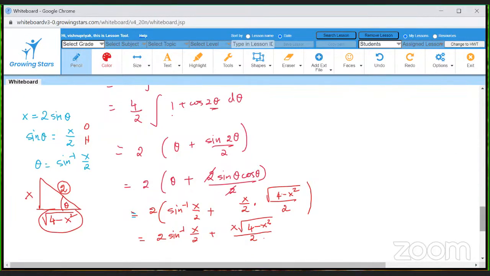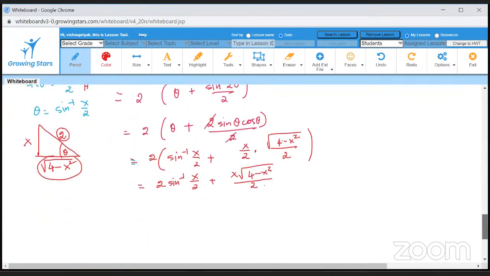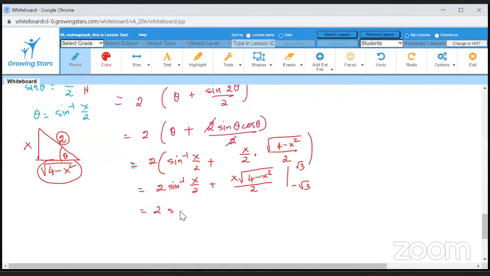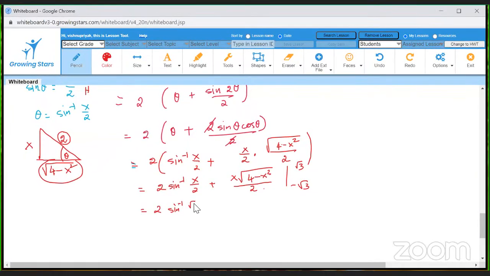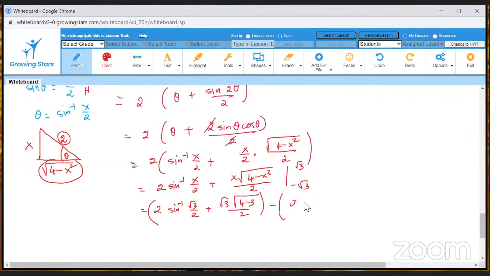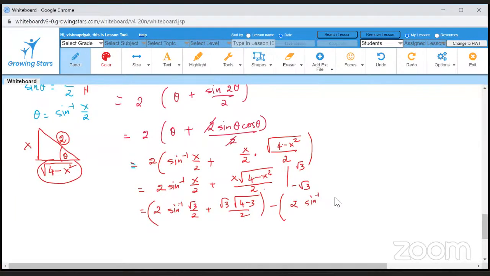Now I have bounds for this, minus root 3 to plus root 3. That I have to do. So 2 sine inverse root 3 by 2 plus root 3 into root of 4 minus 3 by 2, minus 2 sine inverse minus root 3 by 2 plus minus root 3 into root of 4 minus 3 by 2.